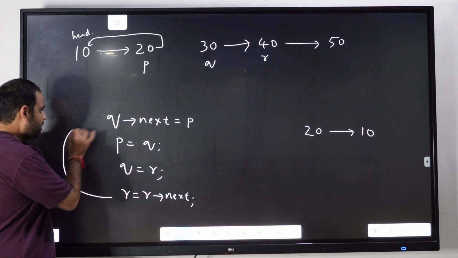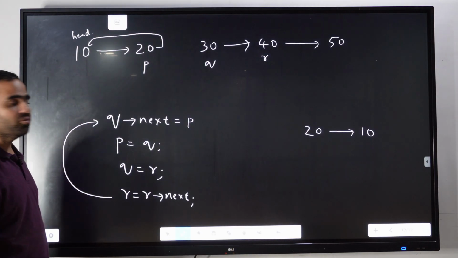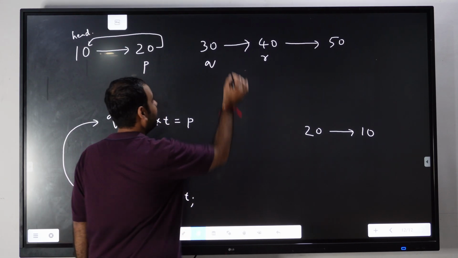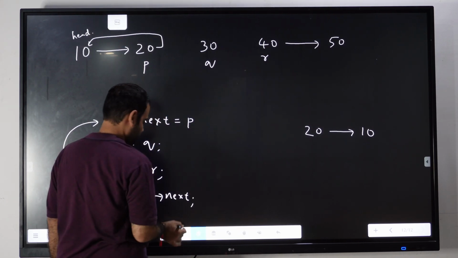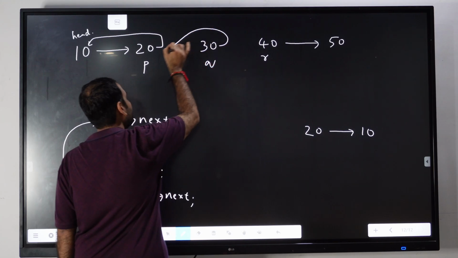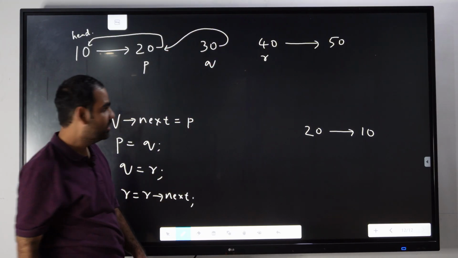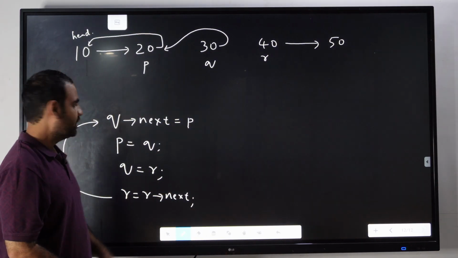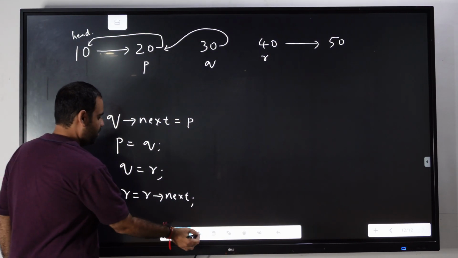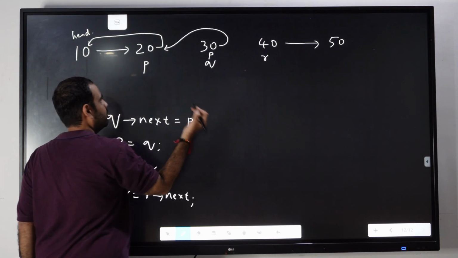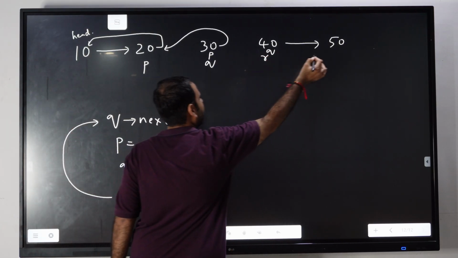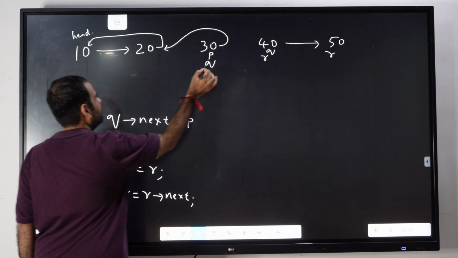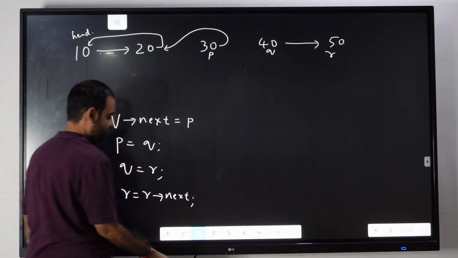Now, again you repeat the same task. You say Q arrow next is P. When I say Q arrow next is P, this link is broken and this is Q arrow next is P. That means 30 is now pointing to 20. This is what we wanted. Now, again you move forward: P is equal to Q, Q is equal to R, R is equal to R arrow next. Now, when you do this, this is how the memory map will look like.